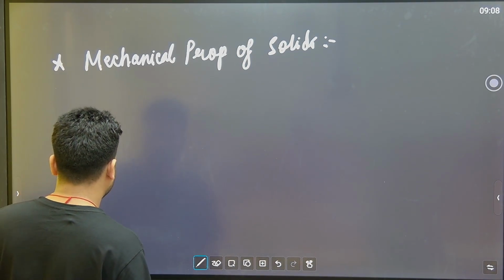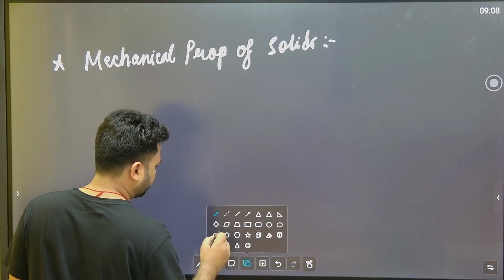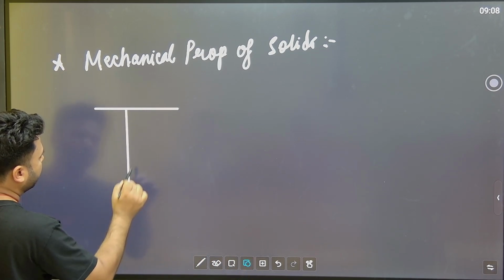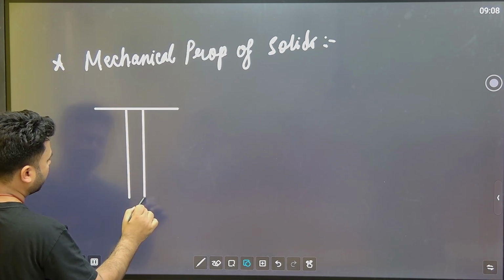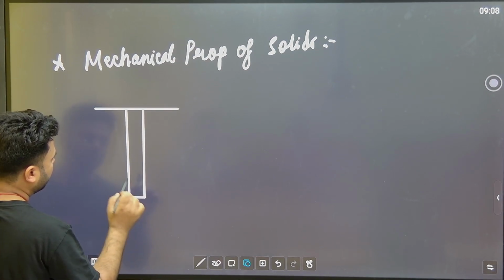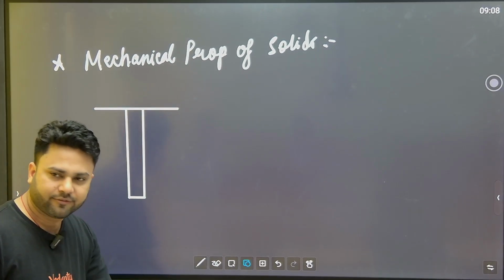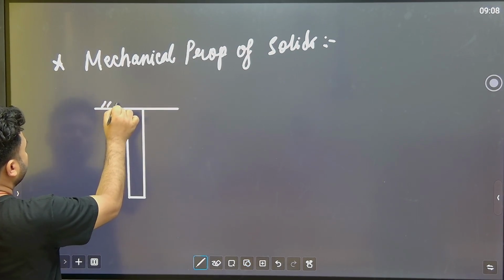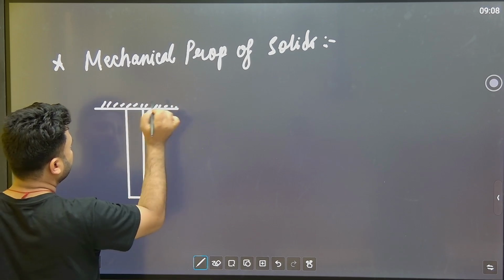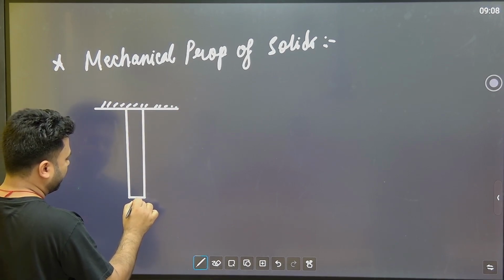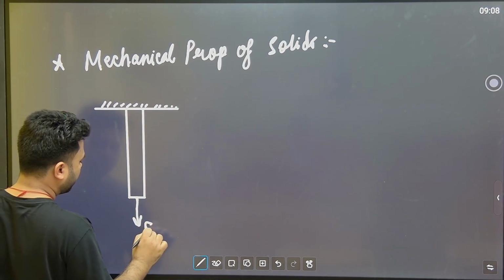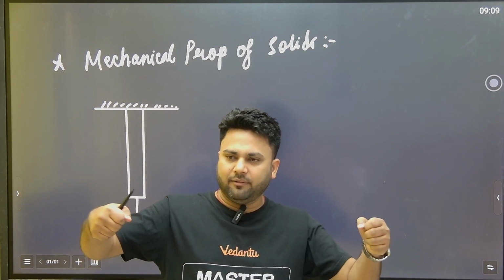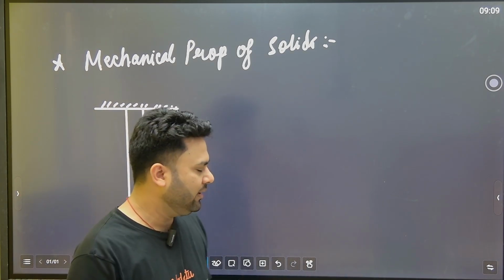See, suppose there is a rod like this or a cable, a wire cable, this kind of cable, correct? You are applying some force F. What will happen? The cable will elongate now. The cable will elongate.